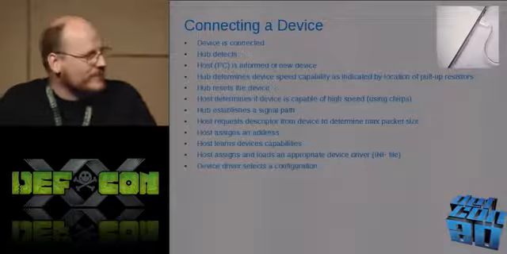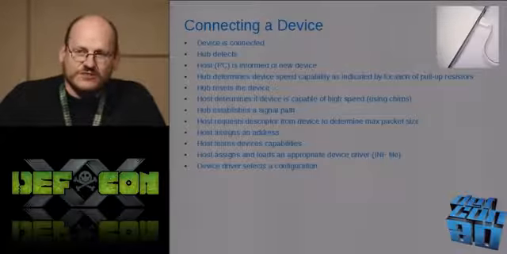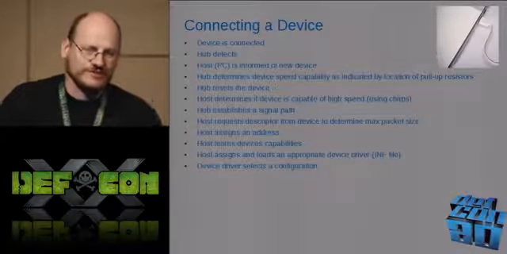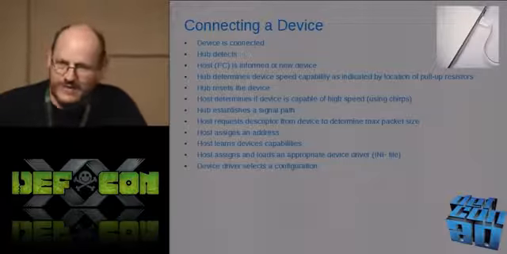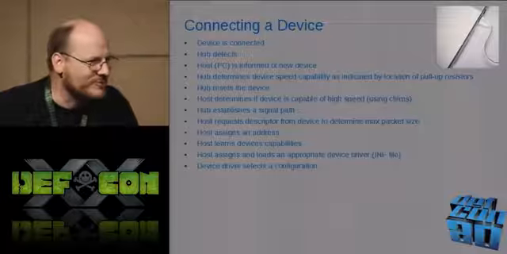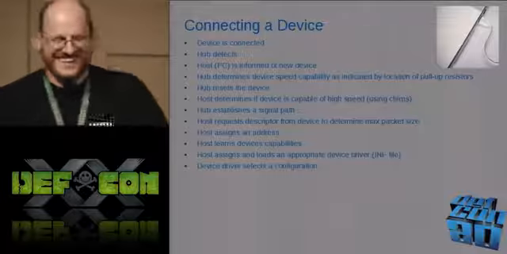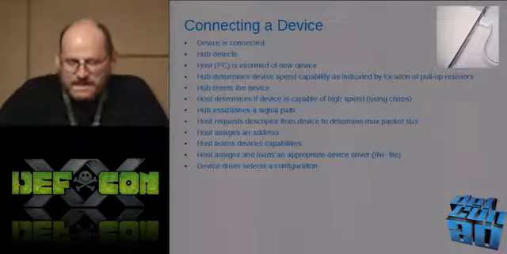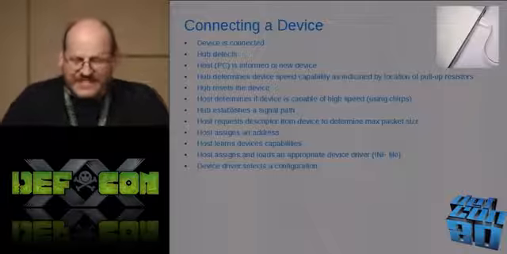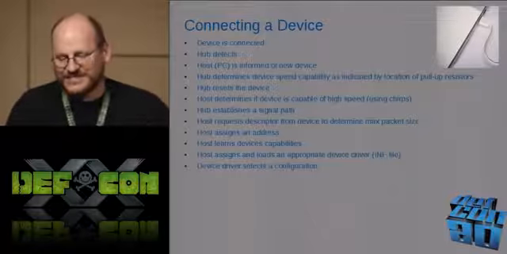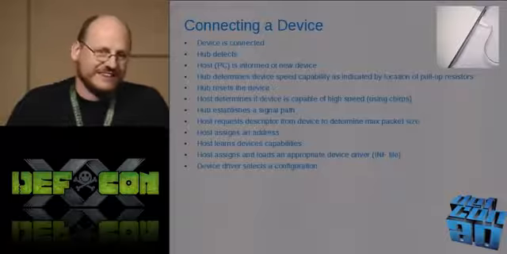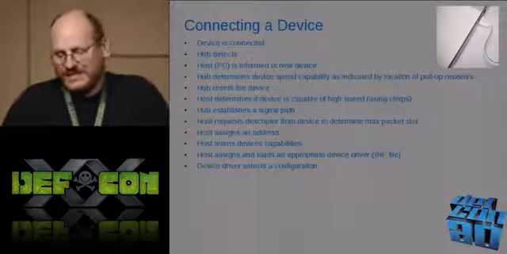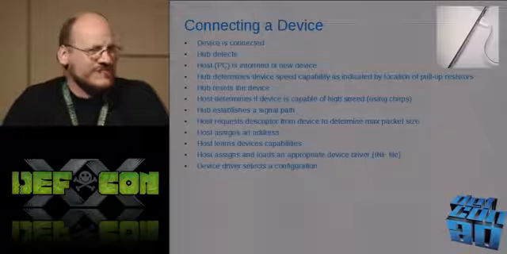So how does this work? Well, it's a 12-step process. Now, of course, I have some friends in the media, and they tell me that all hackers are intimately familiar with 12-step programs. All right. So, you know what happens? You connect the device, and the hub detects it, and the host, which is usually a PC, is informed there's a new device. And then it starts talking to it. It says, what are your speeds? What are your capabilities?